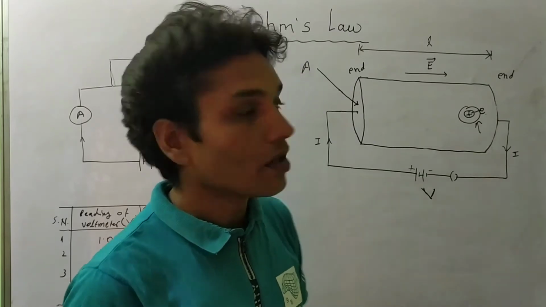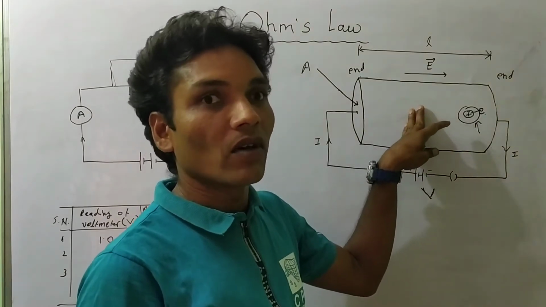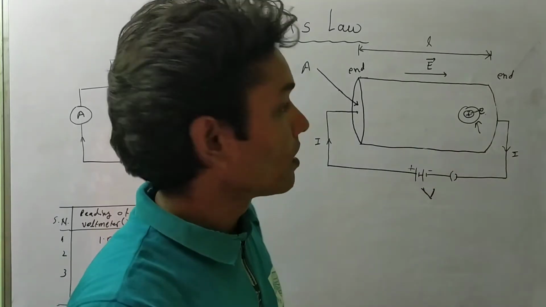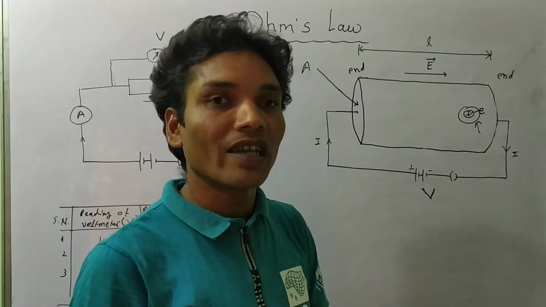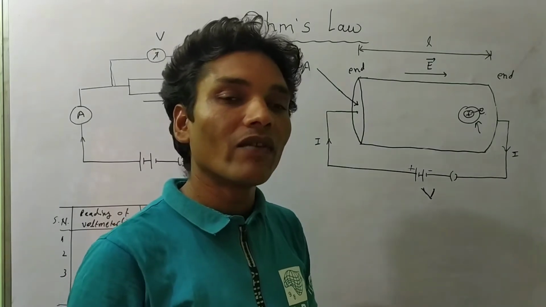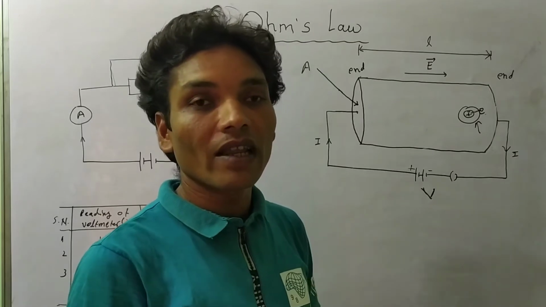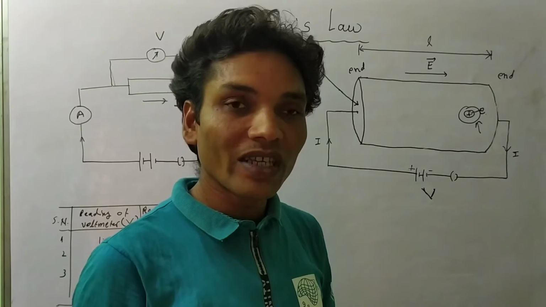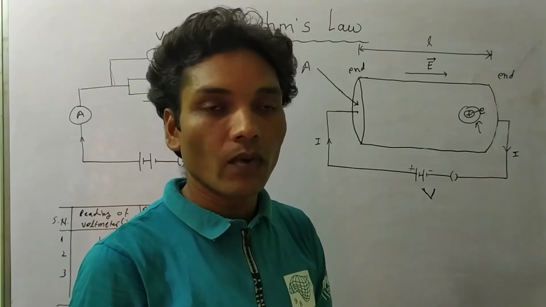Now inside the conductor, the number of free electrons is a very huge amount. These free electrons are moving in zigzag motion, and the average thermal velocity of electrons is 0. Average thermal velocity is 0 means no electric current is flowing.